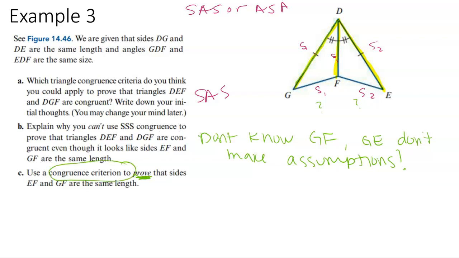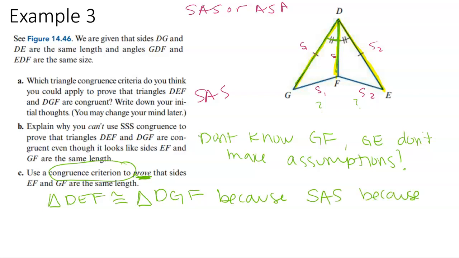Well, I can use side, angle, side. And I can say, okay, triangle DEF is congruent to triangle DGF because of the congruence criterion, side, angle, side. Because side GD is congruent to side ED. And the order does matter, right? We're saying that G corresponds to E. So it is important that G comes first and E comes first. So GD to ED, or you could say DG to DE. As long as the order matches, D goes to D, G goes to E.